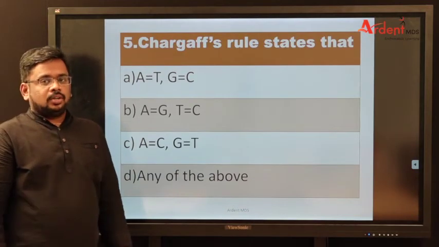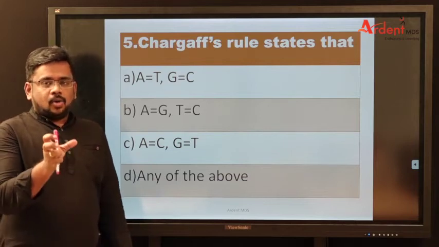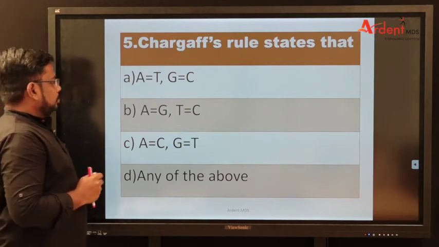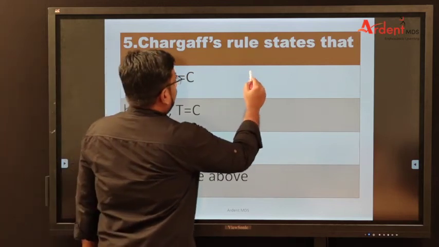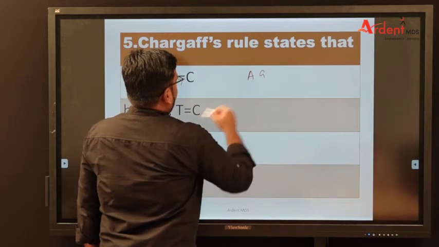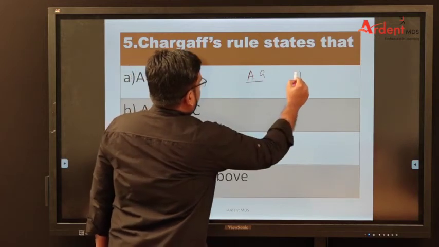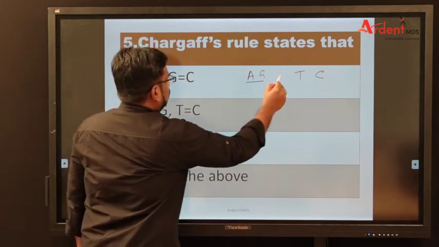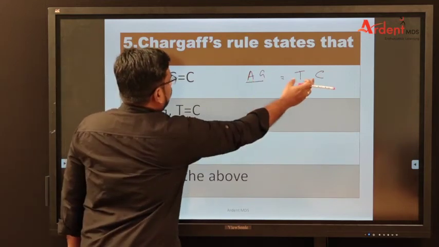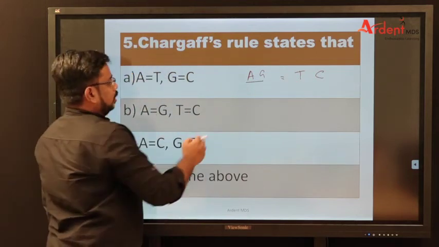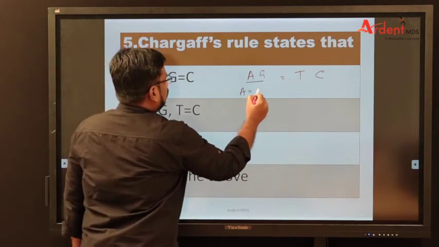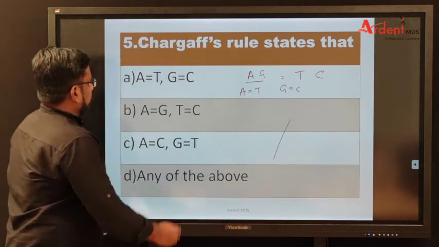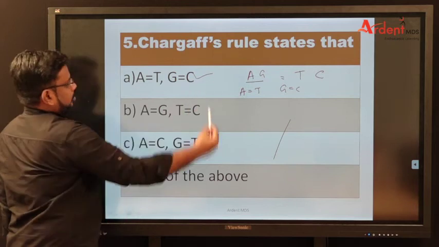What is Chargaff's law? Chargaff's rule is quantity of purine is equal to the quantity of pyrimidine. So you know very well, adenine and guanine are purine, thymine and cytosine are pyrimidine. So both are equal. Quantity of purine is equal to quantity of pyrimidine. Meaning adenine is equal to thymine, guanine is equal to cytosine. Right, so we can go for this option.